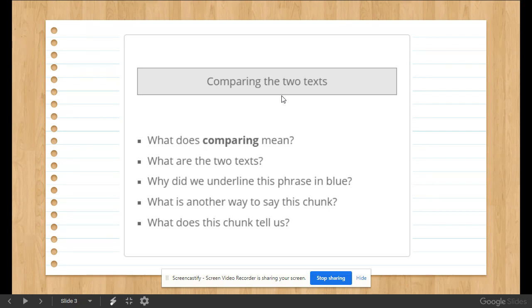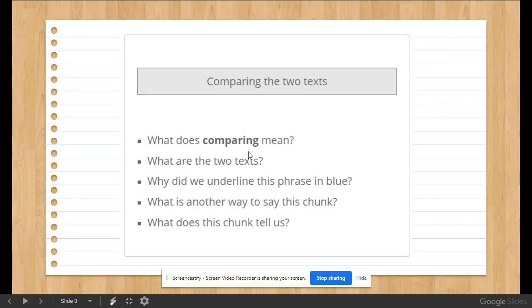So let's look at the first part of the sentence, the subject of the sentence. What does comparing mean? Comparing means when you're looking at similar subjects, similar objects. For example, in the model essay, you're looking at two texts that are about the same time in history. Those two texts are A Long Walk to Water and One Day I Had to Run.